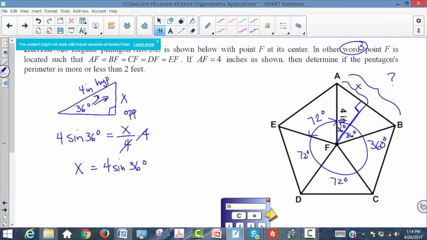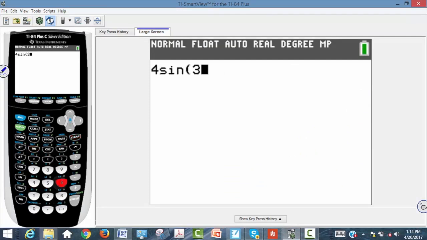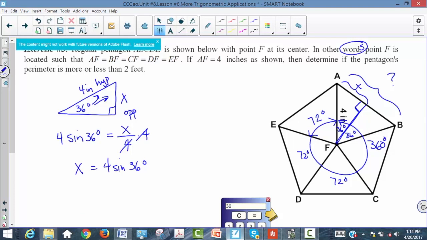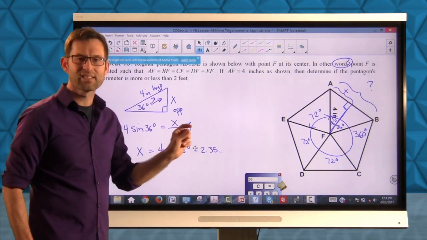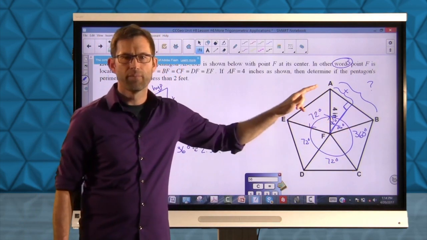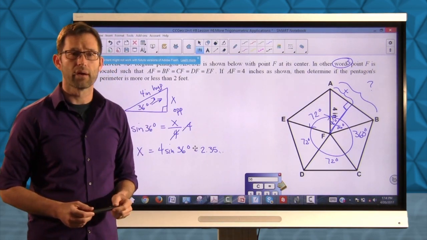All right, real quick, let's see what that is. Go here, clear, 4 sine 36, enter: 2.35114, etc. I'm going to write down 2.35. So that's 2.35 dot dot dot whatever. All right, so we've got 2.35 as the length of X, but I need the length all the way around this pentagon. So what should I do with that 2.35 to get the right perimeter of my regular pentagon?